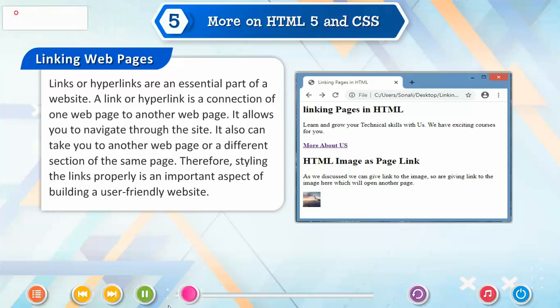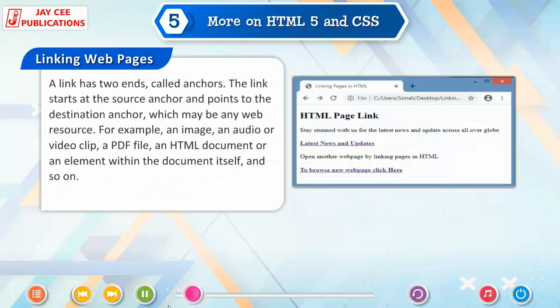Therefore, styling the links properly is an important aspect of building a user-friendly website. A link has two ends called anchors. The link starts at the source anchor and points to the destination anchor, which may be any web resource. For example, an image, an audio or video clip, a PDF file, an HTML document, or an element within the document itself, and so on.